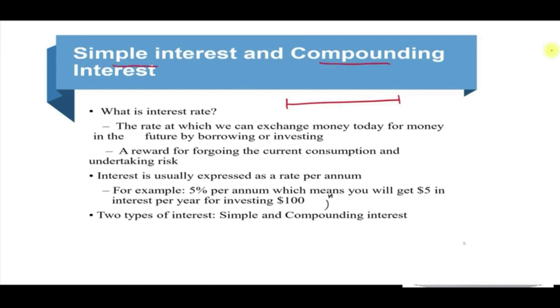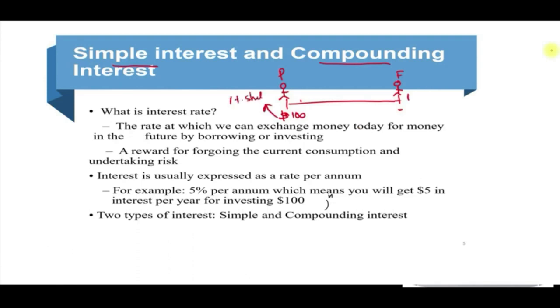So what is the interest rate? By the way, this is your current consumption, and this is your future consumption, future and present consumption. The interest rate is the rate at which you can exchange your current consumption for future consumption. For instance, if you have $100 today, and you reach year 1, with this 100 you can buy one t-shirt.